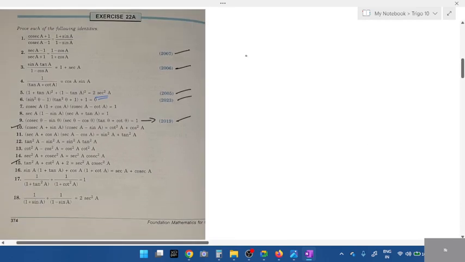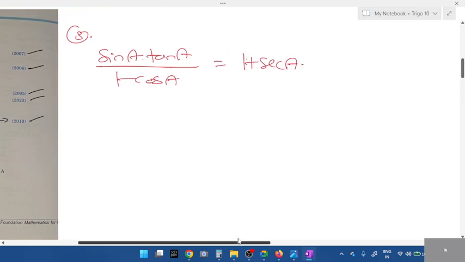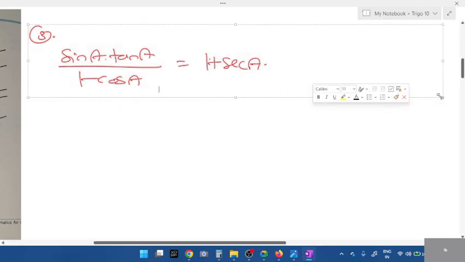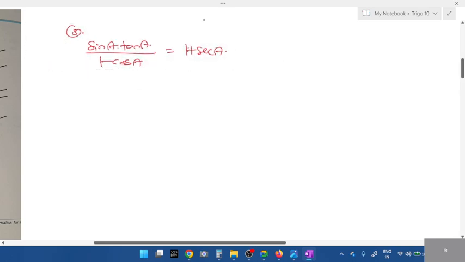Look at the third question. Sin A into tan A divided by 1 minus cos A is equal to 1 plus sec A, students. Left hand side and right hand side are given. This is a bit tough question, so all of you concentrate. Which one looks complicated? Which one has more values, left hand side or right hand side? Left hand side. I would suggest you take the one which has more values, students. Take LHS.